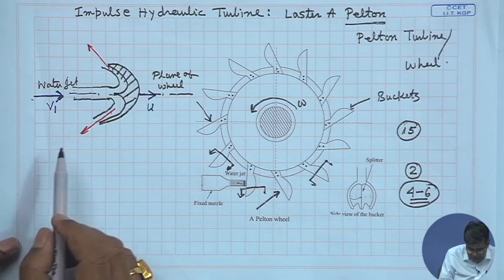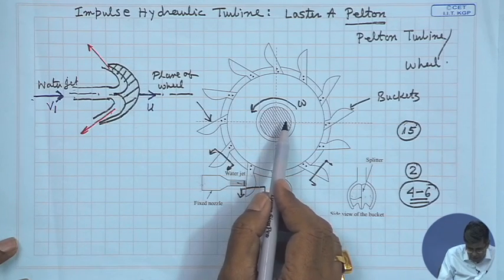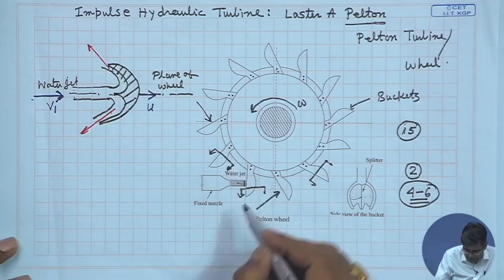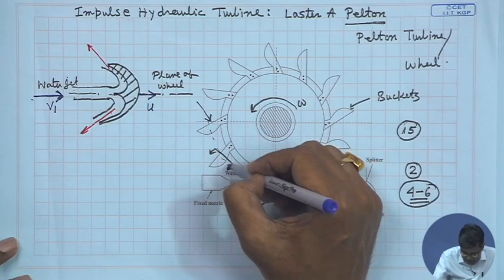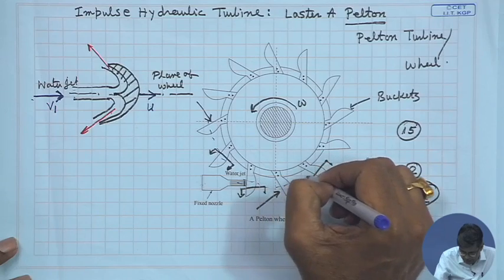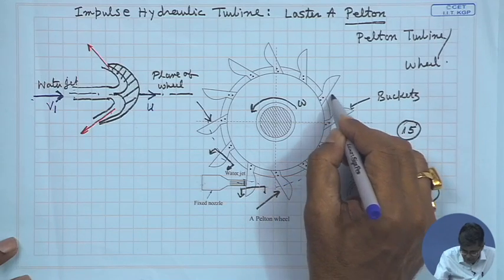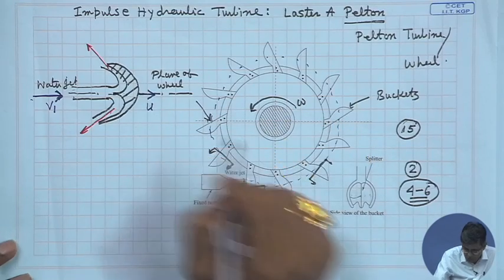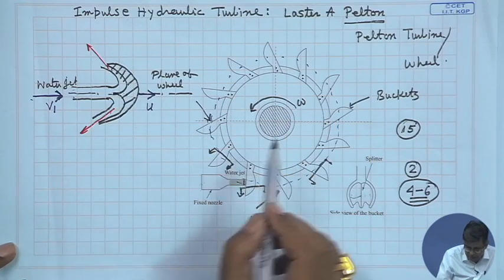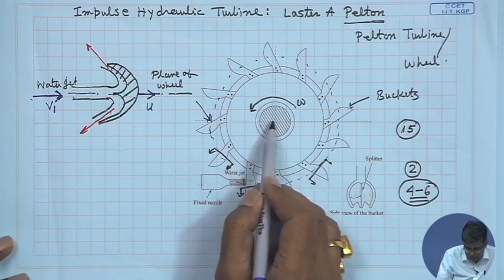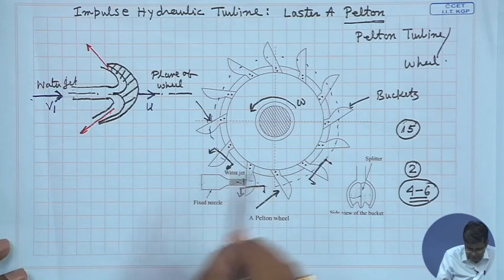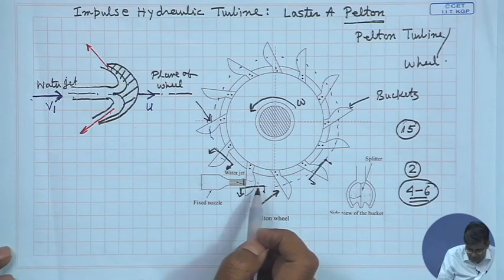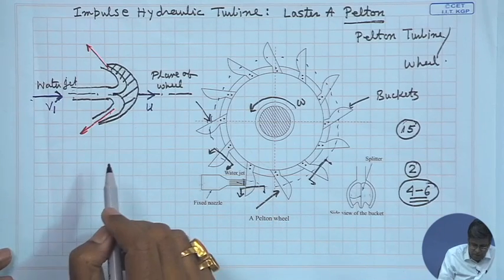So, this tangential direction is the speed of the bucket, and that is specified at the central plane, as I have told. That means this central line of the bucket. We specify this speed u, which is given by the product of the rotational speed and the radius. So, this is the u, the linear speed of the bucket.